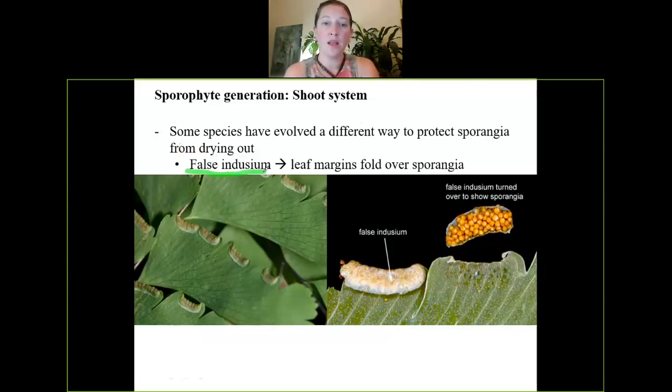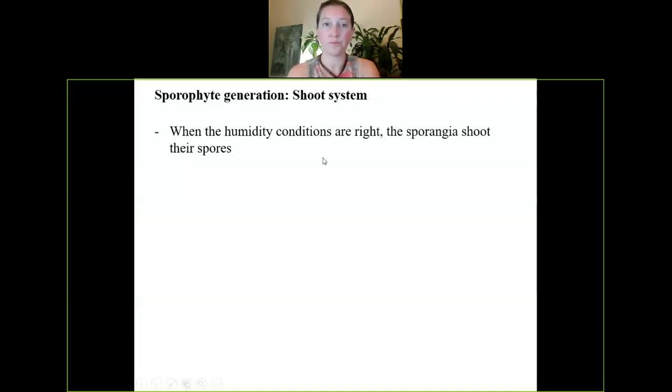because it's serving the same purpose as an indusium, right? It's protecting the sporangia from drying out. But it's not a new membrane like an indusium. An indusium is a whole new membrane that exists solely to take care of protecting the sporangia. Leaf edge folding over, it's not a whole new membrane, but it serves the same purpose. Right. And yes, so when the humidity conditions are right for that species of fern, then the sporangia are going to shoot out their spores, as we saw in the videos.